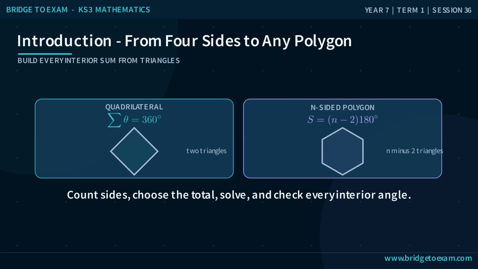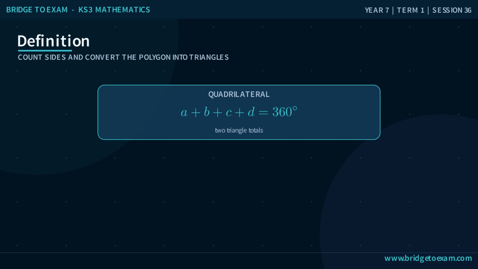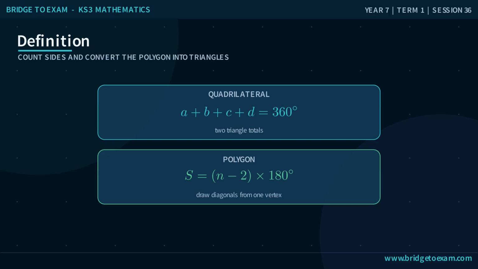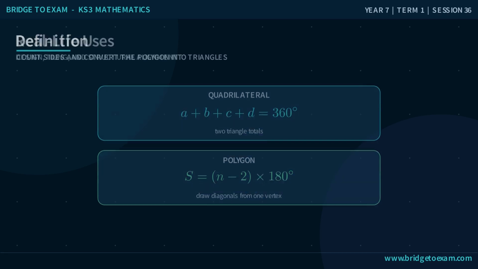By the end, you'll find missing quadrilateral and polygon angles, calculate regular interior angles, solve algebraic angle problems, and check every total. A quadrilateral splits into two triangles, so its interior angles total 2 times 180 or 360 degrees. An n-sided polygon splits into n-2 triangles from one vertex, giving an interior sum of n-2 times 180 degrees.